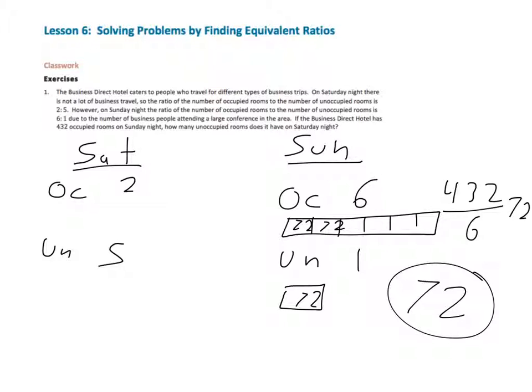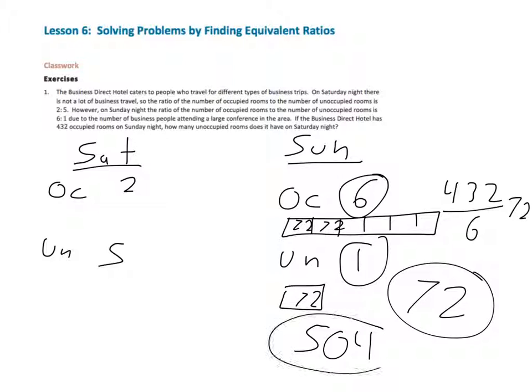Well, if there's 6 occupied sections with 72 in each and 1 unoccupied section with 72 in it, that's 7 sections total. And 7 sections times the 72 of each section is 504. So we know now that there's 504 total rooms in the hotel. So now we can take this information and use it for our Saturday.